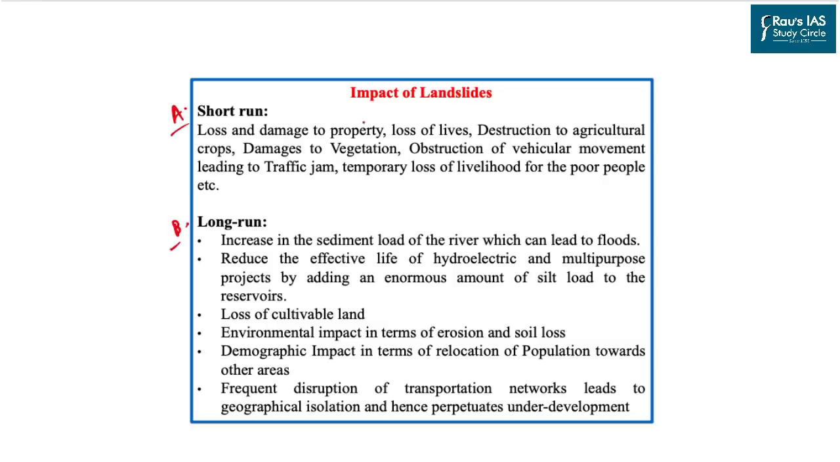Short run will include damage to the property, loss of life to human and animal, destruction of agricultural fields, damage to the vegetation and obstruction to the vehicular movement, especially in your Western Ghats. We also have issues of temporary loss of livelihood to the poor people who were dependent on the forest activity on the slope of the mountain. The best example could be the cultivation of tea plantation.